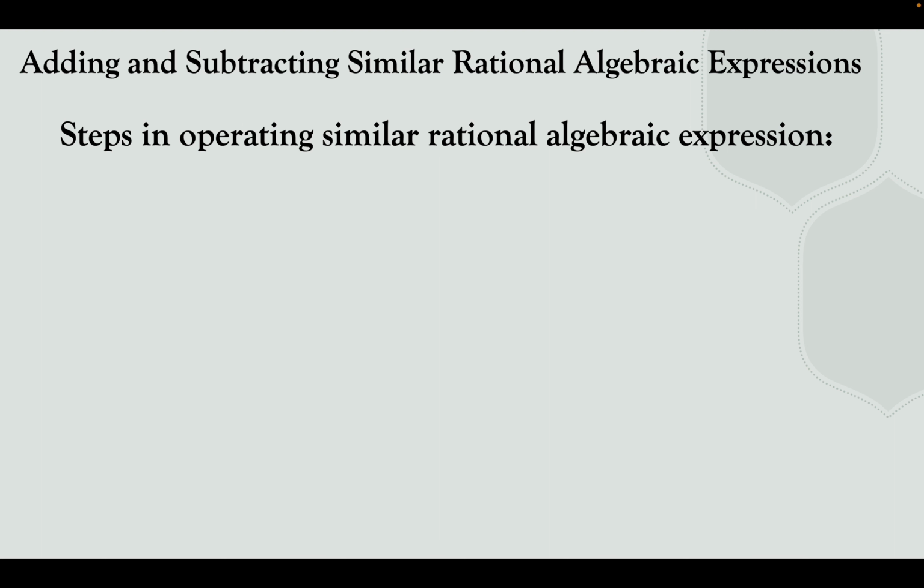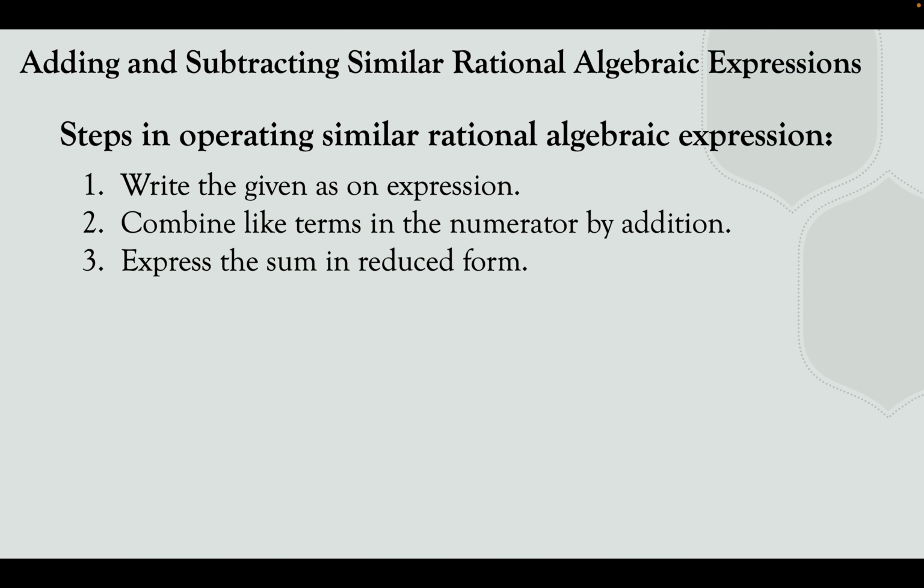So let's proceed now to the steps in operating similar rational algebraic expressions. First, we need to write the given as one expression. Second, combine like terms in the numerator by addition and express the sum in reduced form. And in subtracting, we just need to distribute the operation to simplify the second term.